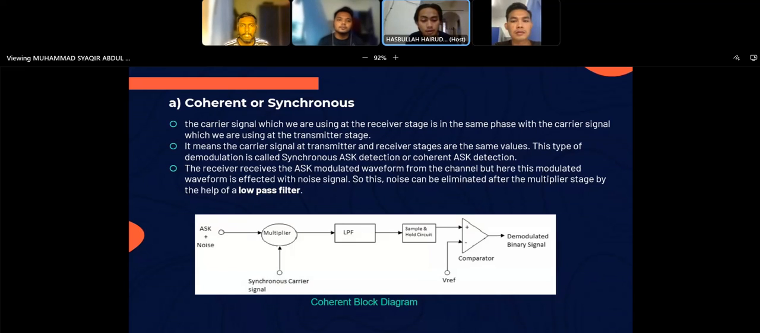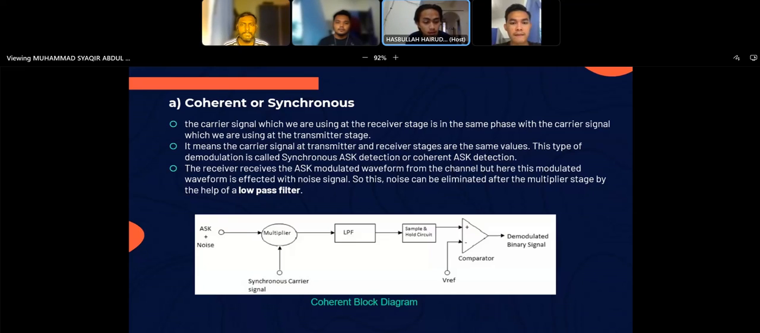Next, I would like to explain the detail about ASK demodulator. There are two types of ASK demodulator, which are coherent and non-coherent. First, let's go through the coherent ASK demodulator. The carrier signal at the receiver stage and transmitter stage is in the same phase. That is why we call it coherent or synchronous ASK demodulator. So let's go through the coherent block diagram.